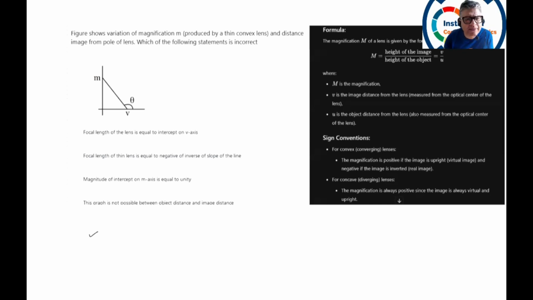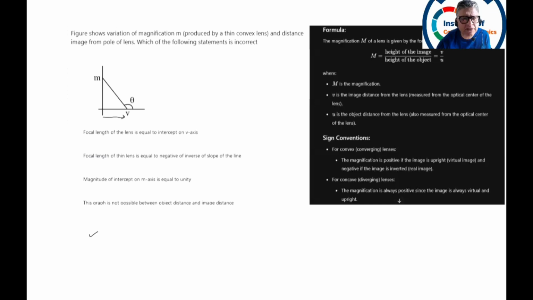So you can see on the y-axis you have magnification, and on the x-axis you have the distance of the image from the pole of the lens, and it's coming out to be a straight line with a negative slope. Now, the first choice: the focal length of the lens is equal to the intercept on the v-axis. So the question is essentially on this intercept, right? What is this intercept going to represent?